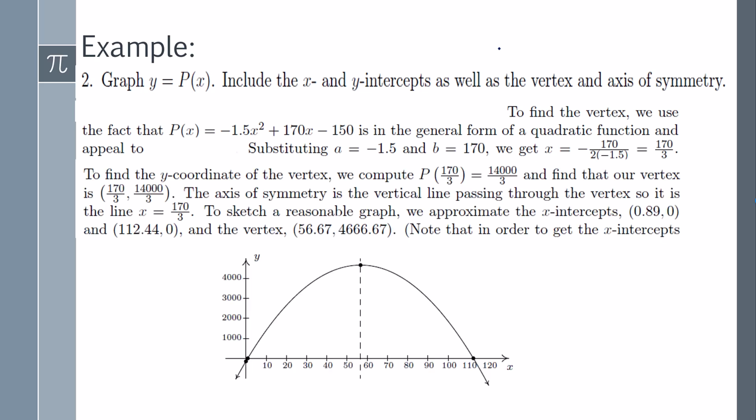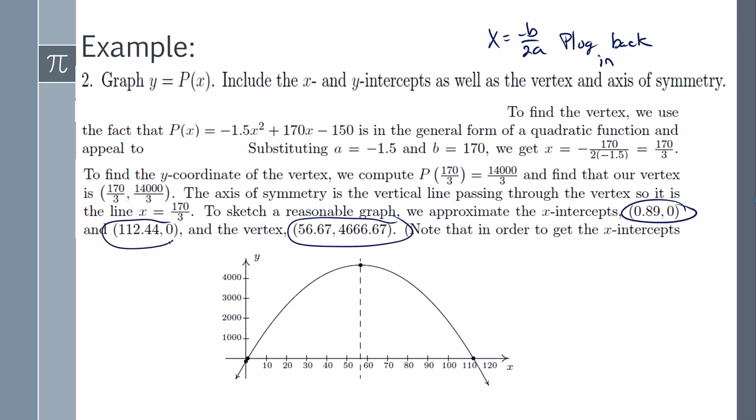Again, just modeling it. If I wanted to find my vertex, remember we said your x value is -b over 2a. Plug that back in and you're going to get your y value. If I wanted a decimal approximation, we have that there. And then my zeros from the x-intercepts, I just entered the square roots into the calculator, and it gave me these values. Then you can sketch it from there. It also asked us to include the axis of symmetry, so you can draw that in.